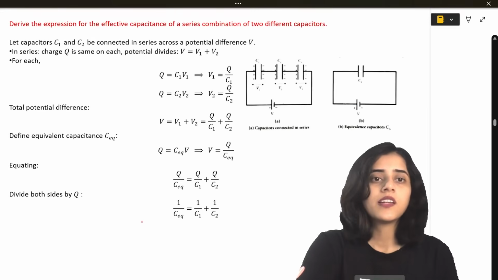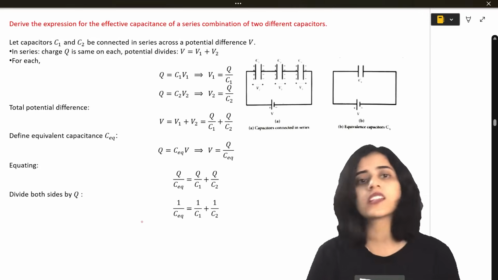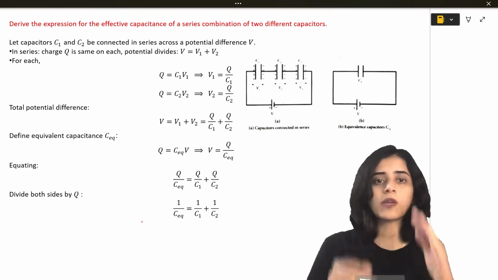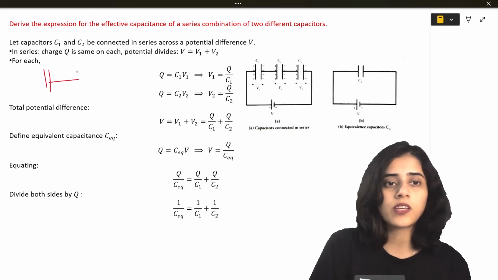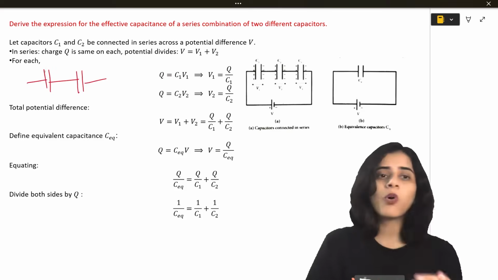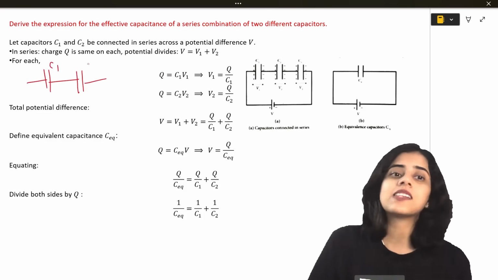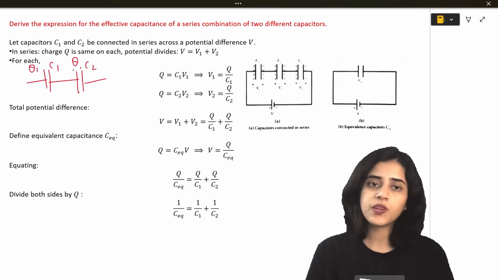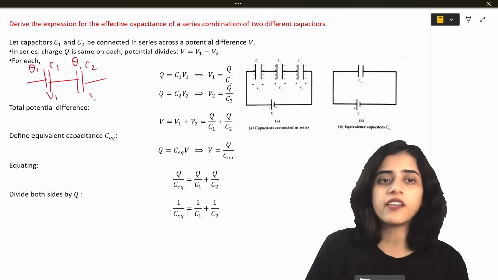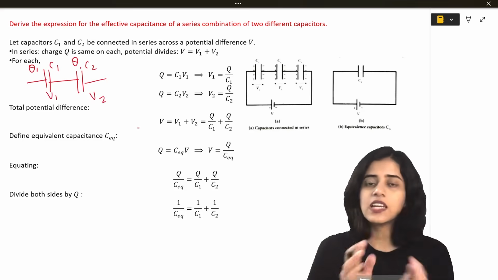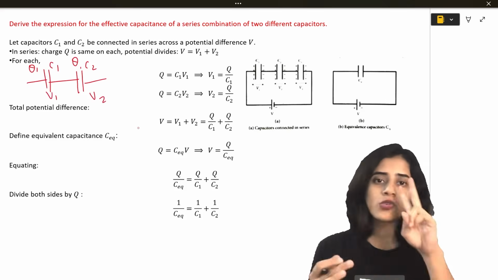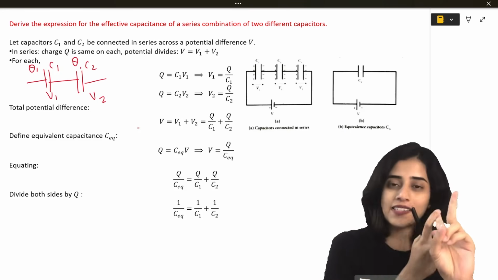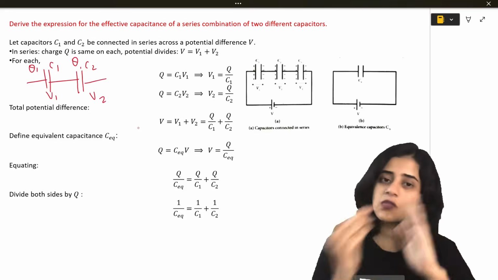Okay. Next question. Derive an expression for effective capacitance of a series combination of two different capacitors. So if you have two capacitors in series, one capacitor, second capacitor, both have capacitance C1 and C2, two different values of capacitance, but they have the same charge Q, and they have potential V1 and V2. In series, the potential is not the same for every component. So first thing you need to know, in a series combination, the two capacitors have different capacitance, different voltage, same charge. And then we do the derivation.